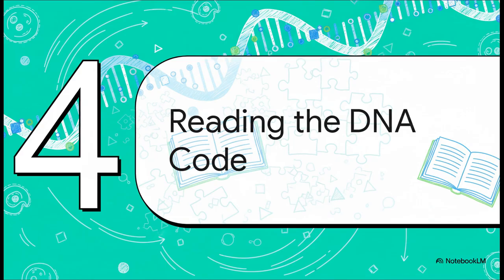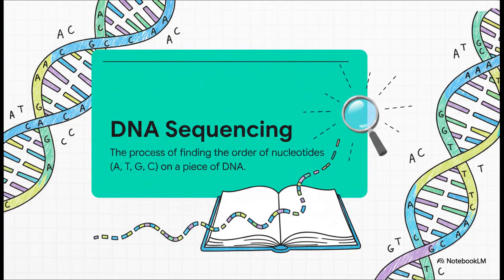We've seen things, we've separated them, but what if we could actually read the book of life itself? What if we could read the DNA code? Well, that is exactly what DNA sequencing does. It's the technology that lets us figure out the precise, exact order of the bases, the A, T, G, and C, in a strand of DNA. We are literally reading the instruction manual of an organism, letter by letter.